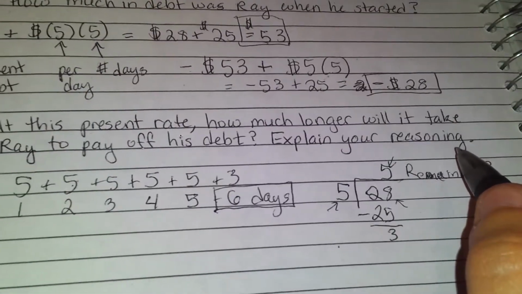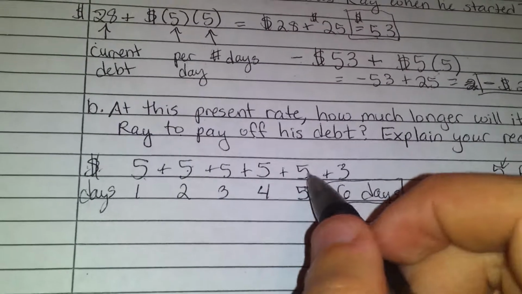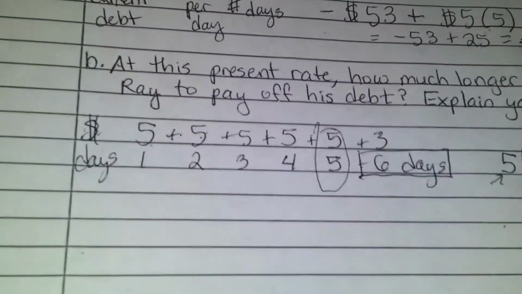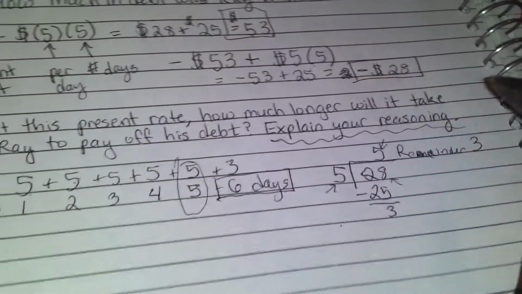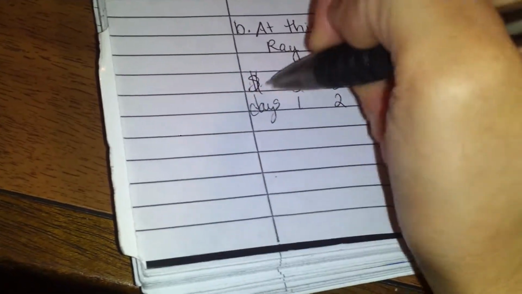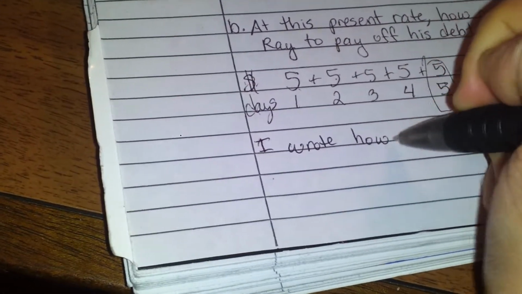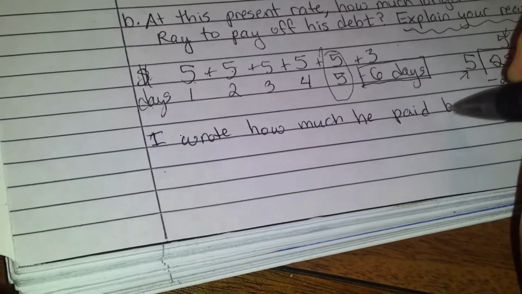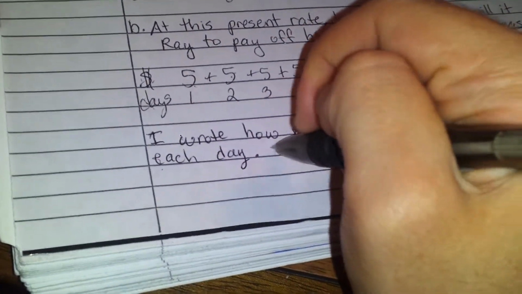It says we've got to explain our reasoning. Well, we know we got it right because he paid back 5, and then he paid back 5 more, and then 5 more, then 5 more. On day 5, he's paid back $25. But don't forget that even if we just put this on the test, we haven't really answered part of the question, which is to explain the reasoning. So I'm going to put that I wrote how much he paid back each day. And then I added up the amounts.